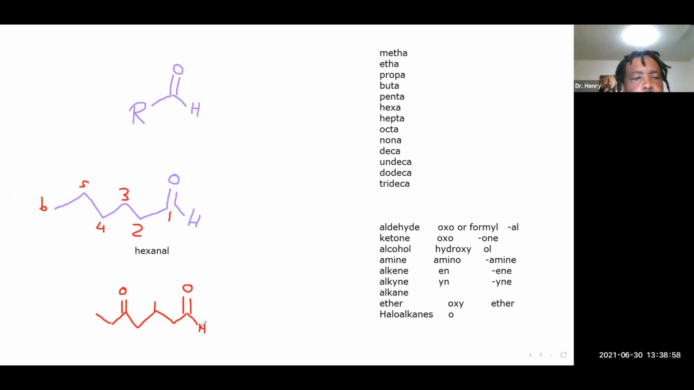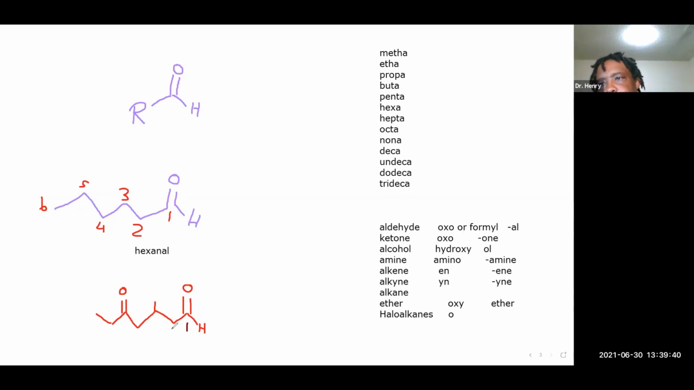Okay, so what would this guy be called? First thing I want to do is to count the longest carbon chain. Where am I going to start from? The right or the left? The left. Are you sure? No, the right. Okay, I'm going to start from the right. Why am I starting from the right? Because it has a preference, because aldehydes have a higher priority than ketones.